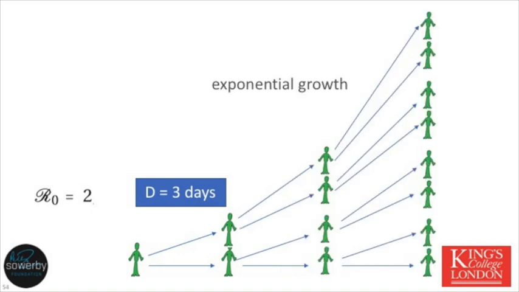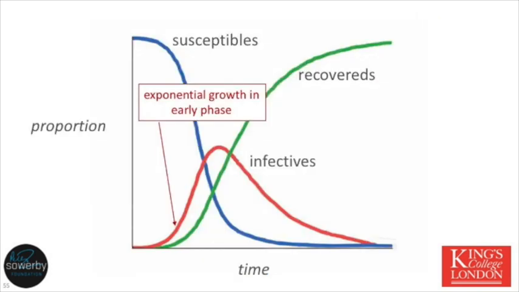After a further 3 days, these 2 individuals have recovered, but in the meantime, they have each infected 2 further people, meaning that after 6 days, there are 4 infected individuals. Likewise, after 9 days, there are 8 infectives, after 12 days, there are 16 infectives, and so on. After 1 month, there will be 1,024 infectives, and after 2 months, there will be over 1 million infectives. This is the exponential growth of infectives that one sees in the early phase of an epidemic.